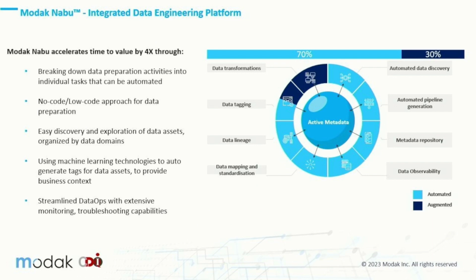Again, to reiterate, what we are saying is, and this is us working with some of the largest enterprises in pharma, life sciences, and the healthcare space, what we found is that 70% of your heavy lifting can be automated. Again, automated generation of ingestion pipelines, discovery of data, building observability rules.